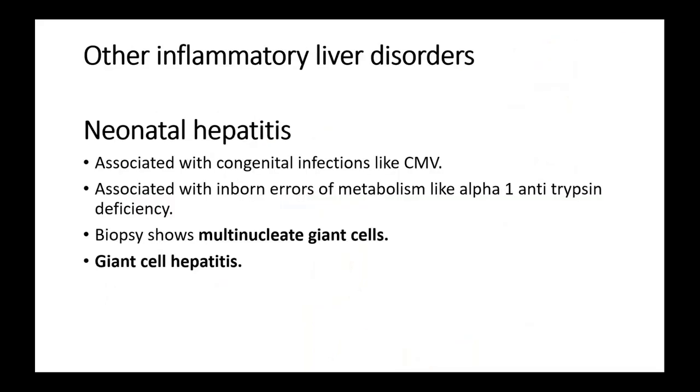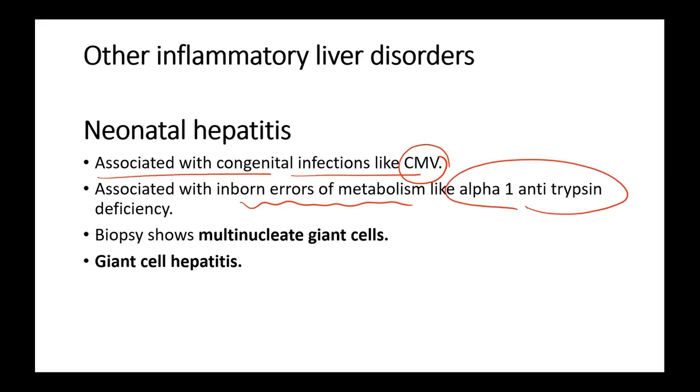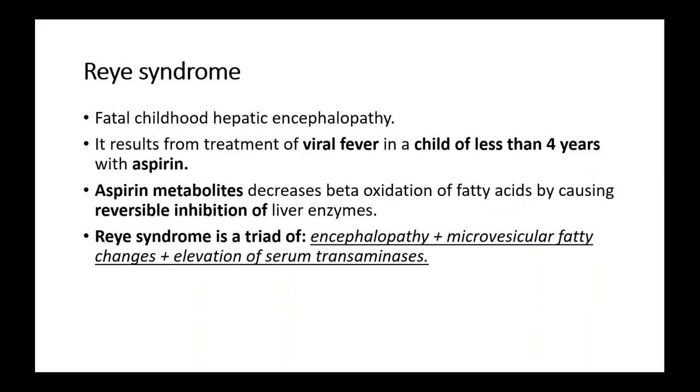Neonatal hepatitis. So it is associated with congenital infection like cytomegalovirus infection, sometimes because of inborn errors of metabolism like alpha-1 antitrypsin deficiency. Biopsy will show multinucleated giant cells in the liver. It's also called giant cell hepatitis. It's not very common. They will not ask you commonly about neonatal hepatitis.